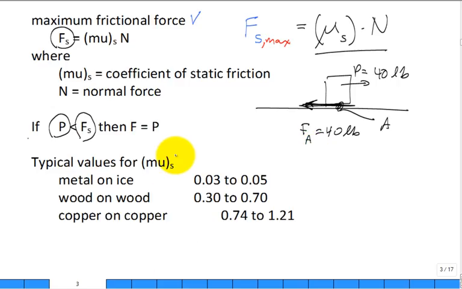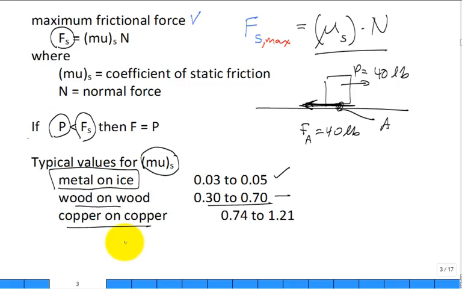Typical values for that coefficient of static friction. So metal on ice. Anybody been ice skating? And that's a very low coefficient of static friction. Wood on wood can be a wider range and can be quite high. And then even copper on copper, two metals like that, they would have a very large coefficient of static friction.